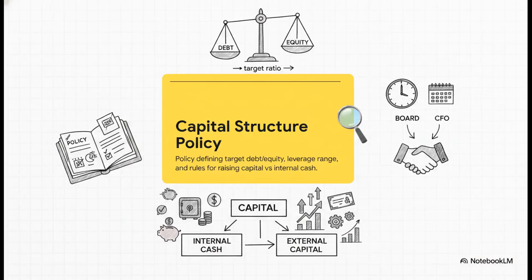Now, the true anchor of this entire master plan is the capital structure policy. This is the governing document that lays down the law on a company's target debt-to-equity ratio, its acceptable leverage range, and the really strict criteria for when to actually raise new external capital versus just relying on internal cash flow. And listen, this isn't some set-it-and-forget-it binder collecting dust on a shelf. This policy has to be reviewed annually by the board and the CFO. If you're advising on any capital transaction, understanding this policy, that's mandatory reading before you make a single move.